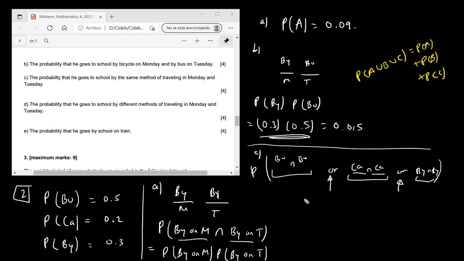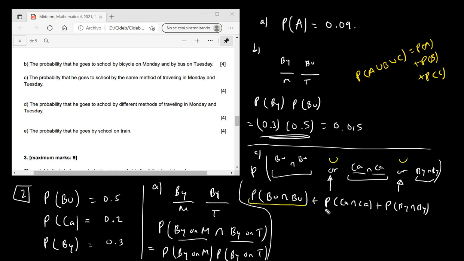And therefore, that's what I can do here. Since I know that this and this are mutually exclusive, and they are separated by ORs, by this symbol, all of this probability resolves into the following: the probability of going by bus and bus, plus the probability of going by car and car on Monday and Tuesday, plus the probability of going by bicycle and bicycle. Okay, and we know now, given our previous questions, how to solve this and this and this.